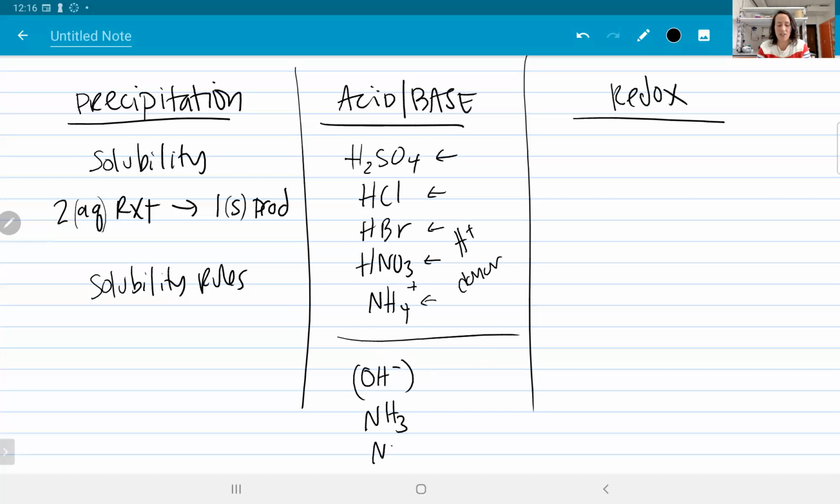Sometimes it can just be a nitrogen that has things bound to it. This R letter denotes any group bound to it. But a nitrogen that has three things bound to it, sorry, that would be three things bound to it. These are good examples of bases, and bases are H+ acceptors.